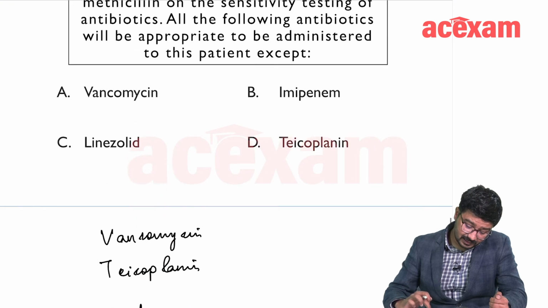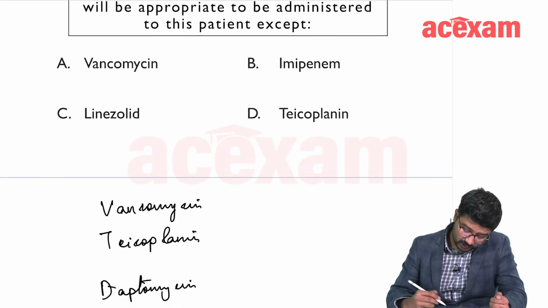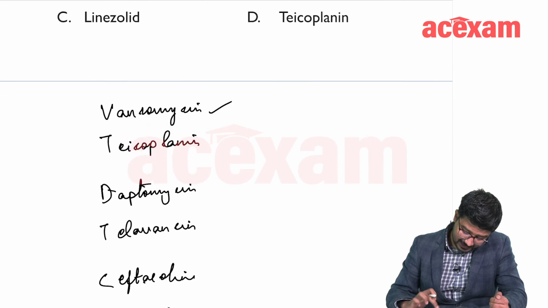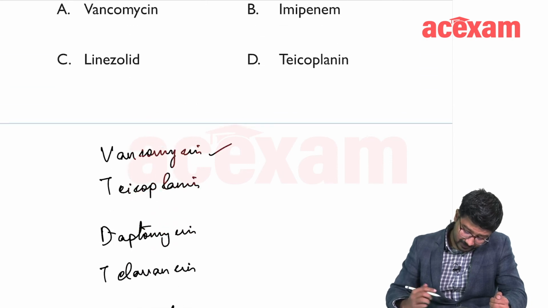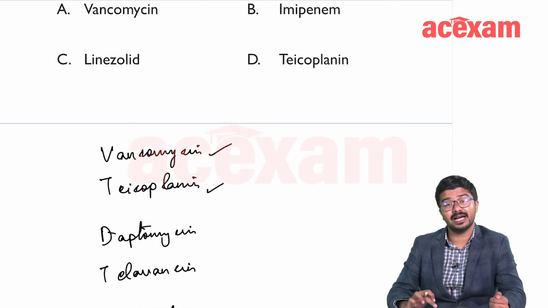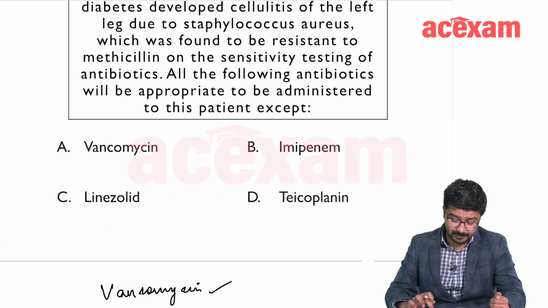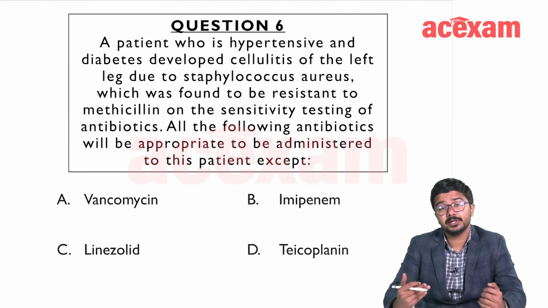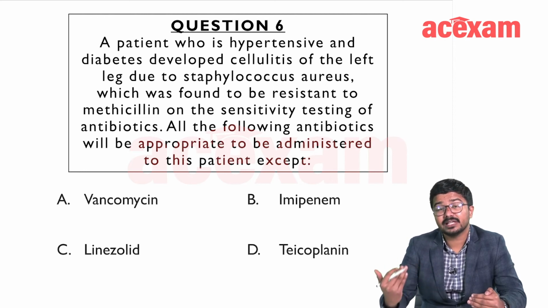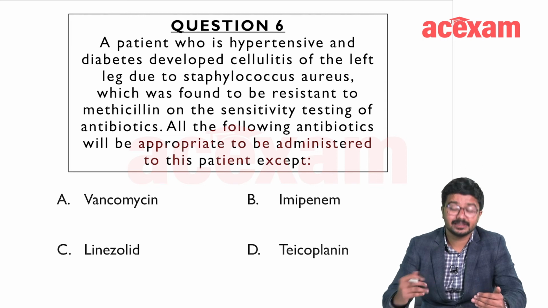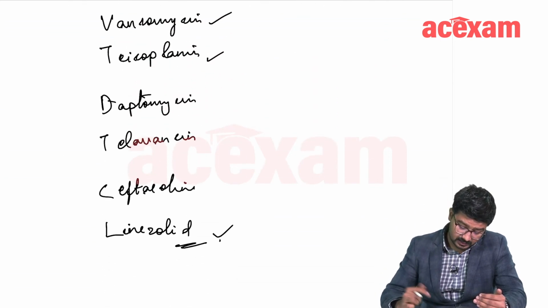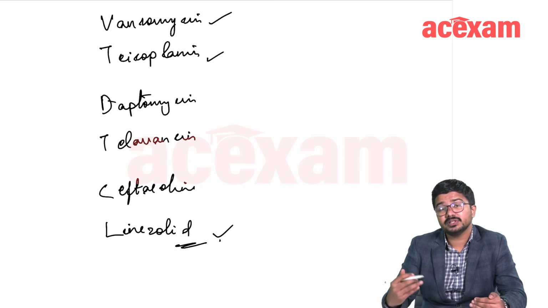So if we see our options, we have vancomycin, we have linezolid, we have teicoplanin, yes, but we don't have imipenem, because imipenem is a carbapenem which is predominantly given specifically for gram-negative infections, and it is again a high-level antibiotic, but it has predominant action on gram-negative, not on MRSA. So the answer over here is imipenem.